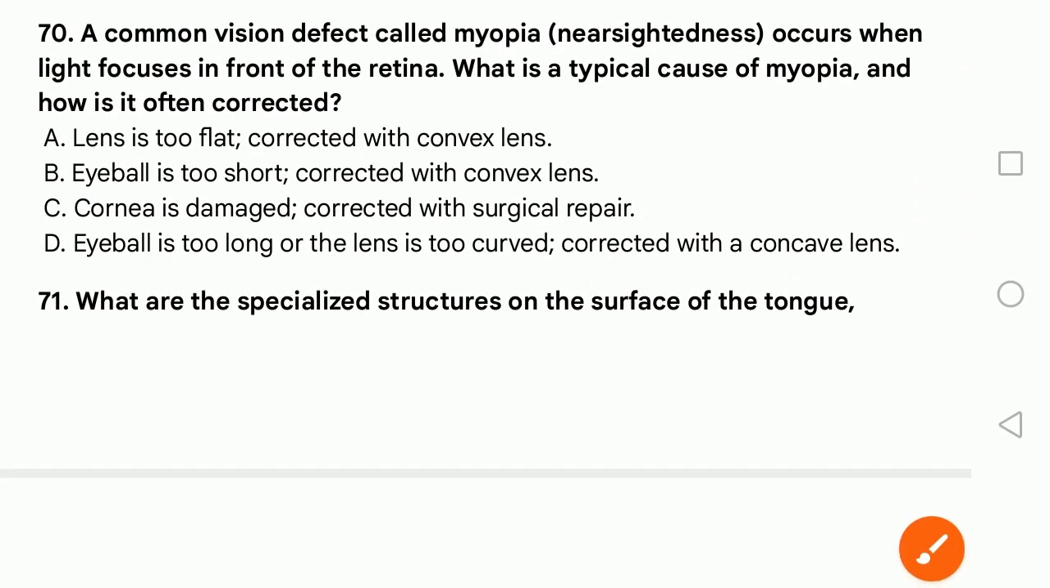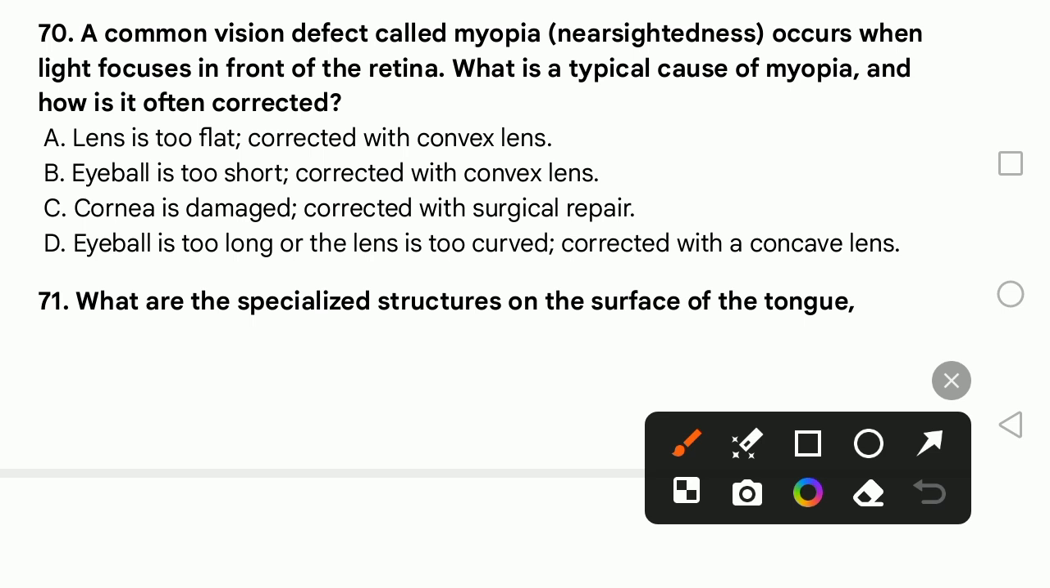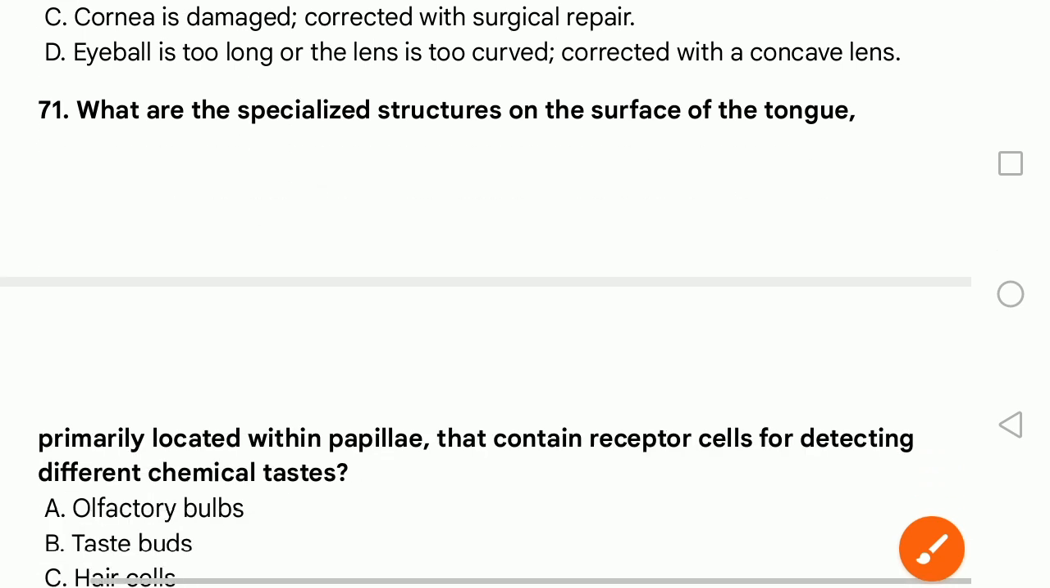70. A common vision defect called myopia occurs when light focuses in front of the retina. What is a typical cause of myopia and how is it often corrected? The answer should be: eyeball is too long or the lens is too curved, corrected with concave lens.